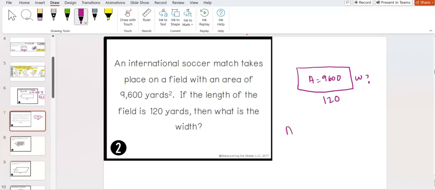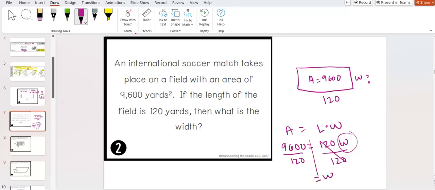So if we set up our formula, area equals base times height, or length times width, I know my area, and I know my base, but I don't know the height or the width. We'll use width. I'll change that. So what I'm going to do is divide both sides by 120, because remember, we need to make that mirror, and we need to isolate the W all by itself. So we're going to get rid of the 120, and that will get me my answer here. And if I divide 9,600 by 120, I get 80 yards. So my width is 80 yards.